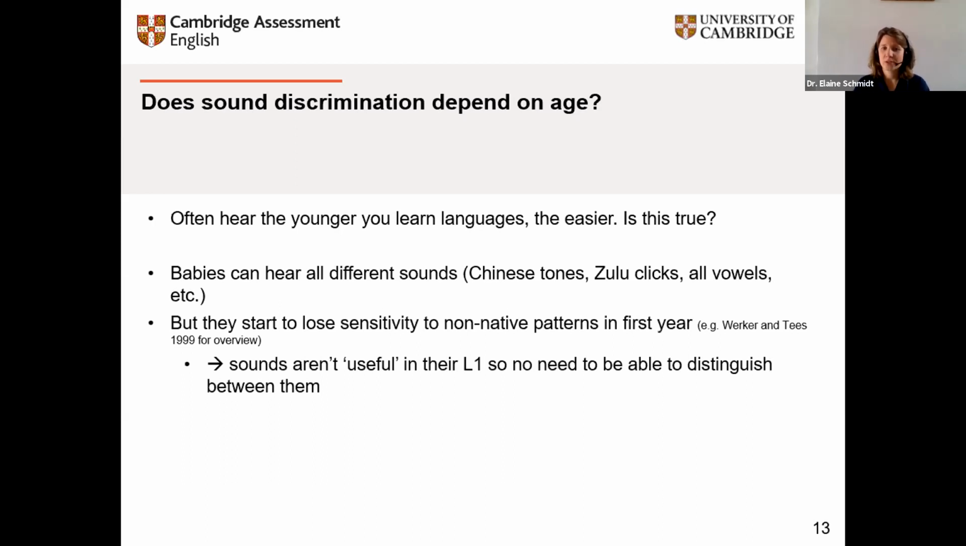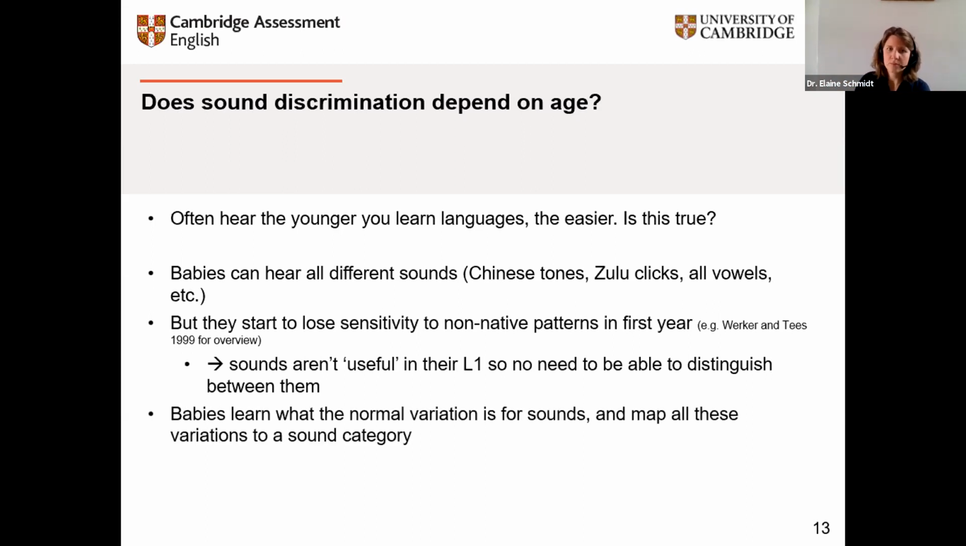They start to lose this in the first year of their life. And that's because the sounds that they are exposed to aren't useful in their L1, so they don't need to be able to distinguish between them. So if you, for example, think of a baby that's growing up in Spain, well, they very quickly learn that the variation that they hear in the R sounds isn't meaningful. And so they don't need to be able to distinguish between them, so they don't. And that frees up cognitive space, that frees up mental capacity for other things. So it is useful for them to stop doing this. So they learn what the normal variation for sounds is, and they map these all to a sound category.